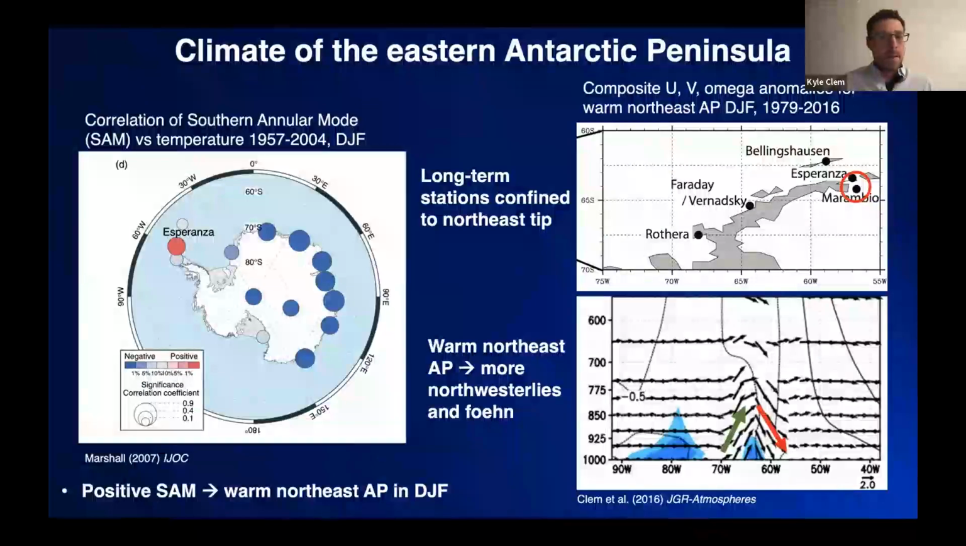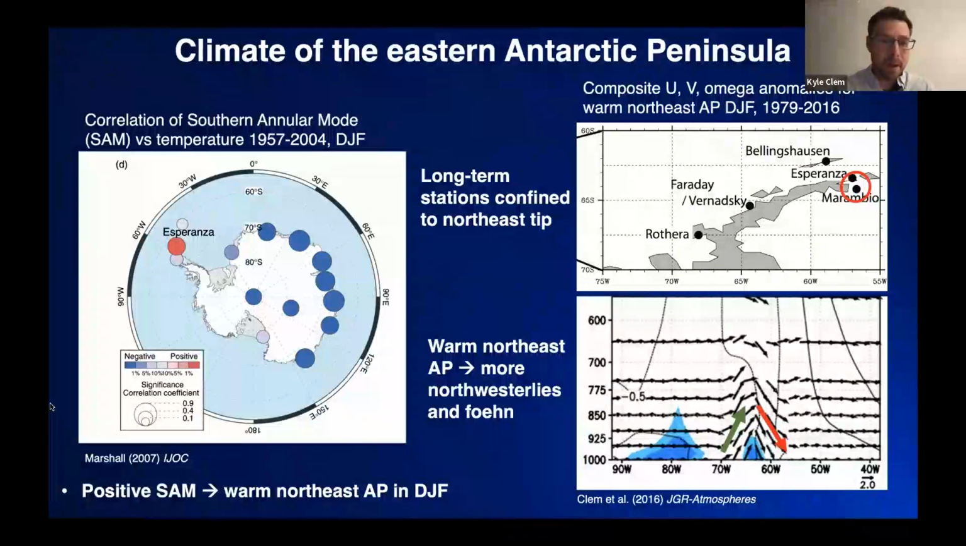So much of our knowledge on what drives foehn variability on the eastern peninsula is confined to meteorological stations that are located on the very northeast tip of the Antarctic Peninsula. So particularly Esperanza and Marambio stations shown here on the right. And these are the only long-term continuous temperature measurements. And these stations are closely tied to variability in the SAM. So shown here on the left are correlations of Antarctic meteorological station temperatures with the SAM index.